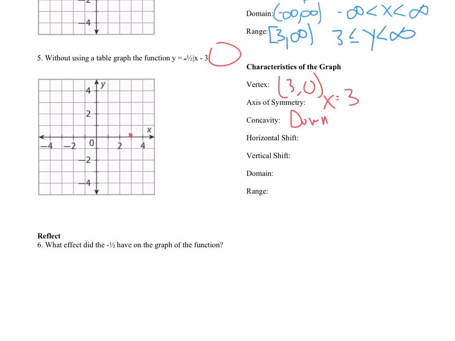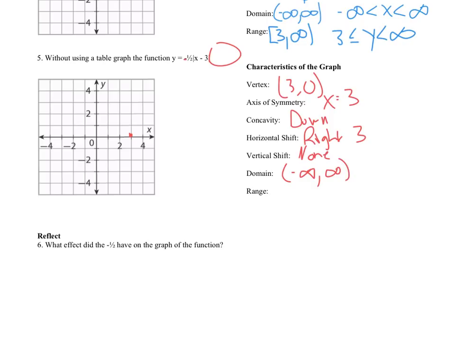And so we have a horizontal shift of right 3. Vertical shift, since our vertex y value is at 0, is none. Our domain, again, no issues, no fractions, no radicals. So we're all reals, and I'm going to write it as negative infinity to positive infinity.